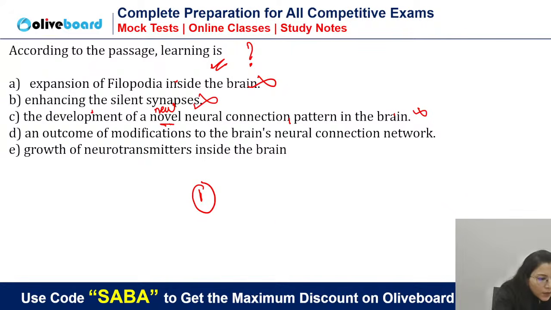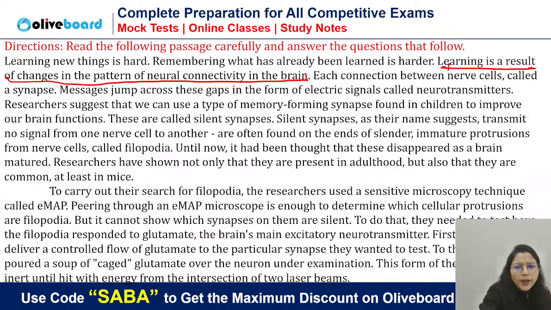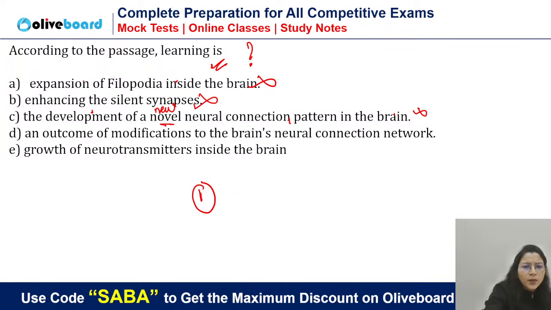Acha, everybody said C. How you people are saying development of a novel? It is new neural connection or it is a result of changes in the pattern of neural connectivity in the brain. So an outcome, result means what? Outcome. Changes means modification to the brain's neural connection network. So C is correct or D is correct, guys? Tell me. Do not even see directly, only the vocab has been changed, otherwise everything is saying the same thing that has been given directly in the line of the passage. Acha, Manjot is saying D. Yes, Manjot said D. Those who said D, absolutely correct.